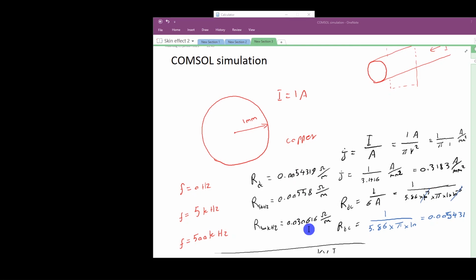Alright, so this is the end of the first video. In the next video, we will see how to solve these equations to obtain the current distribution for this round wire. Okay, bye.